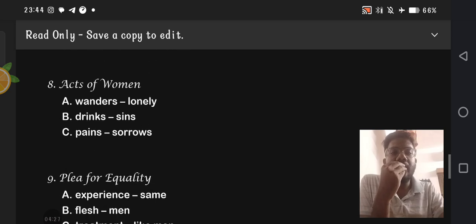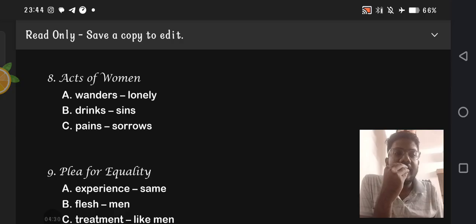And then she moves on to acts of women who, out of searching for their own identity, wander lonely in the streets, drinks, they sin, they suffer pains, they suffer sorrows like any human being does, similar to men. So she also says that women do suffer a lot in general because of this gender-based discrimination. Then, plea for equality.